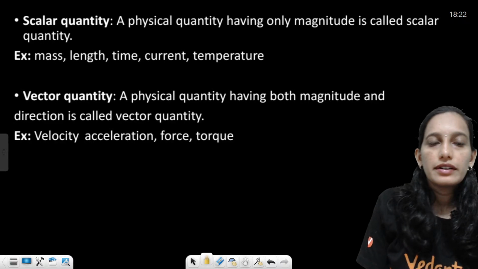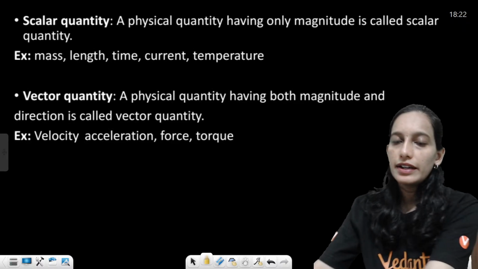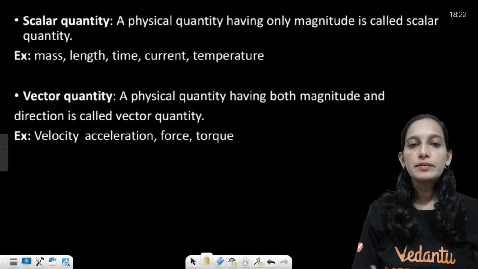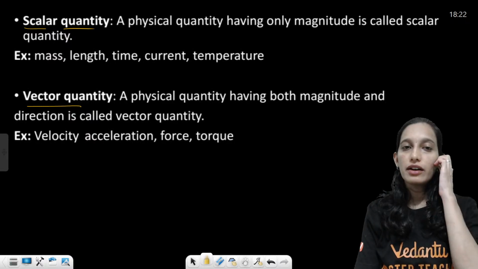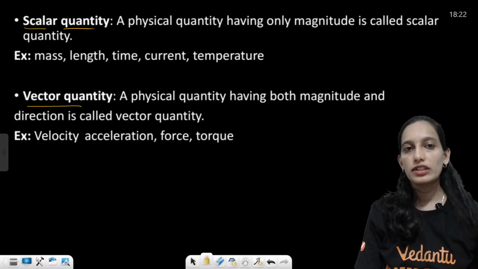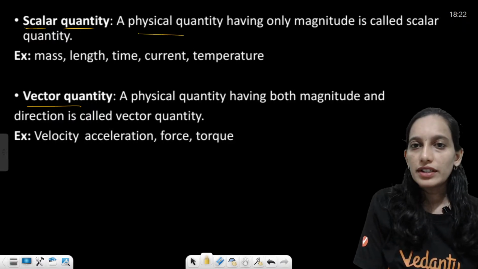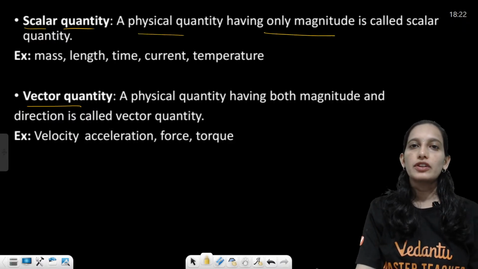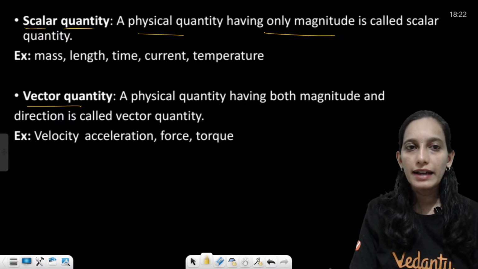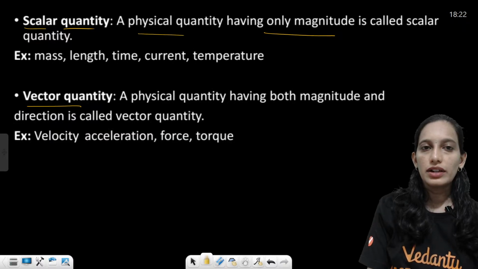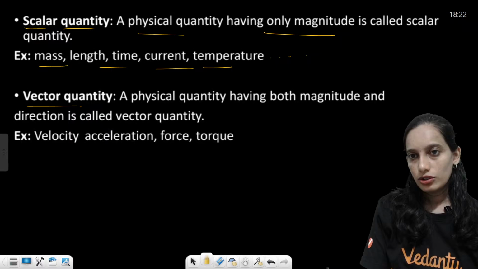Next, the other quantity which you have to define here is scalar quantity. You might be a little familiar with this now, you may have defined all this in your colleges as well. So scalar quantity andre the physical quantity having only magnitude. The quantities which have only magnitude, we call them scalar quantities. Example yavadu? Mass, length, time, current, temperature, and so on.